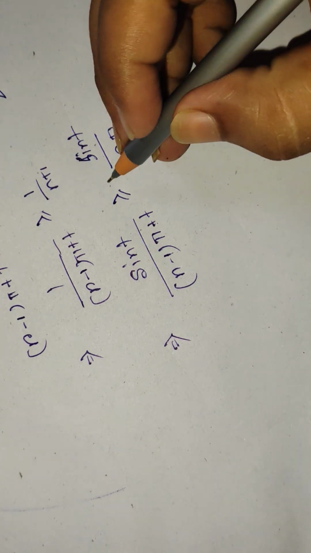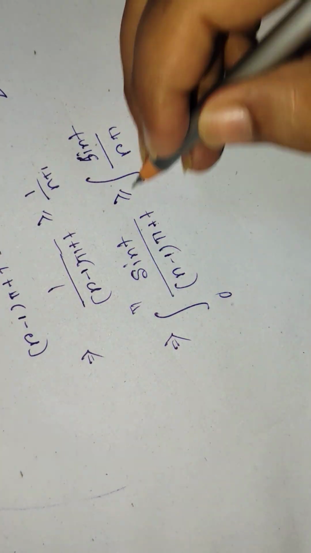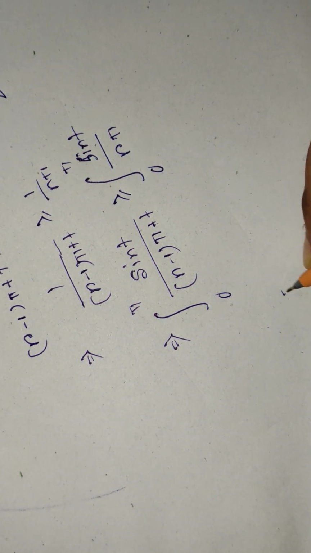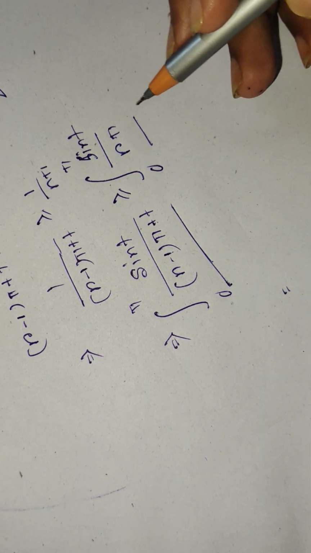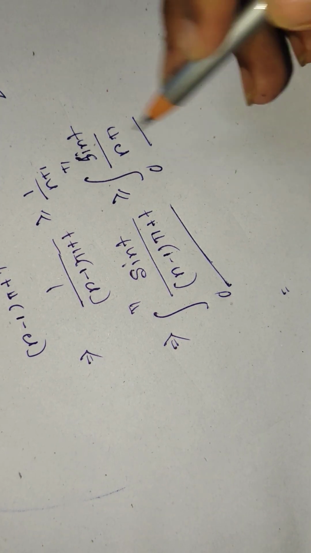Very nice. Now integrate 0 to pi. So you can say this is maybe equal to or maybe greater than sine t by r pi. Now let's solve this integration.